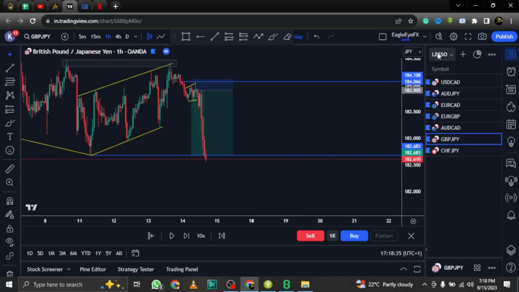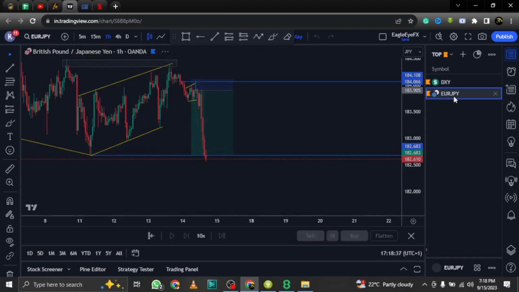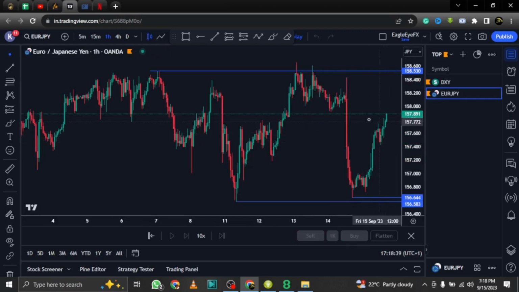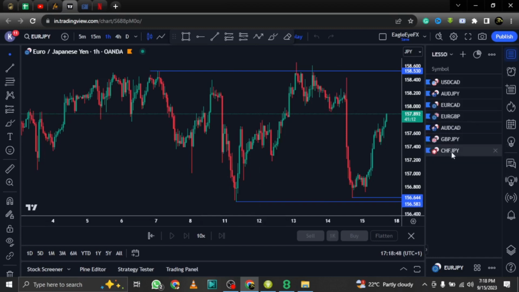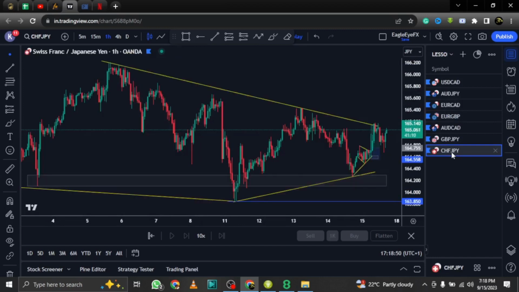Then I took a loss on Euro JPY. There's some spike somewhere around here during the morning. I took a loss. Then, of course, now I needed 1.8 something.